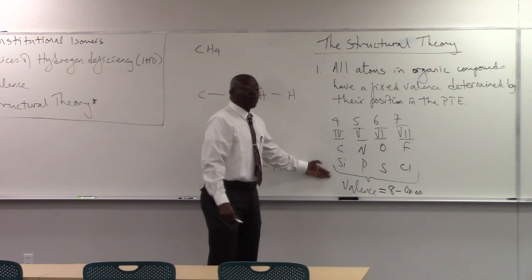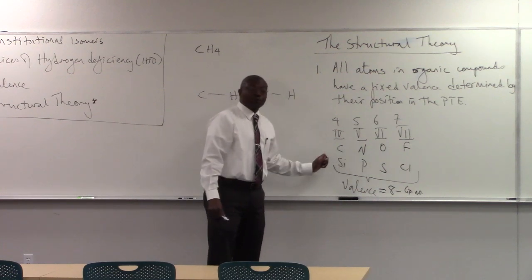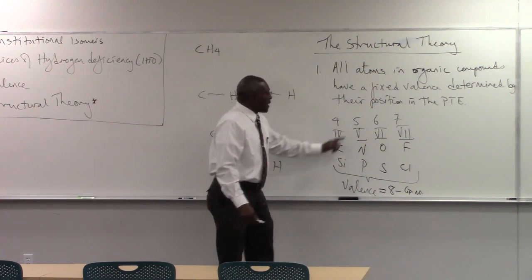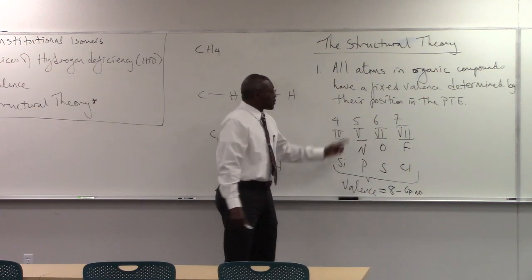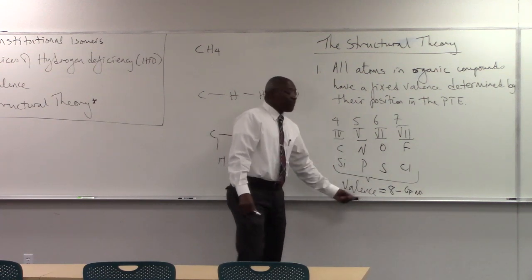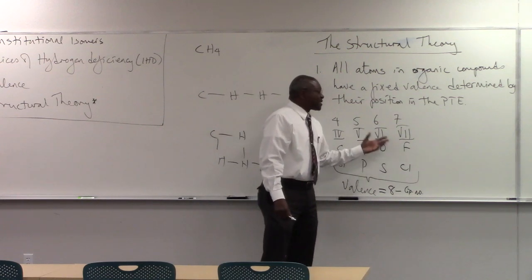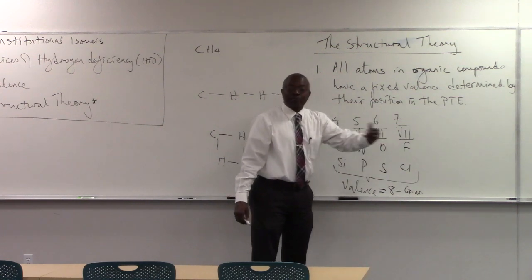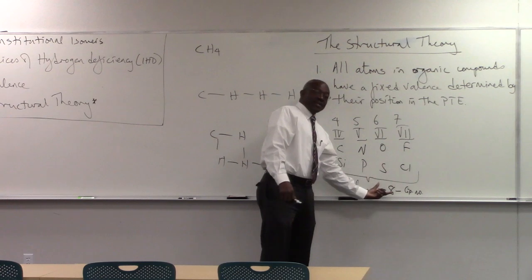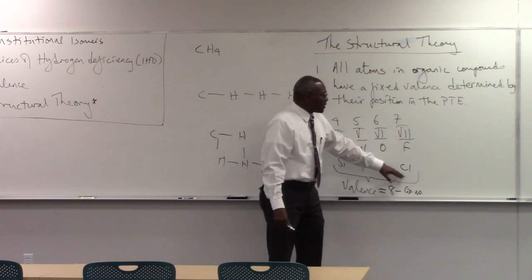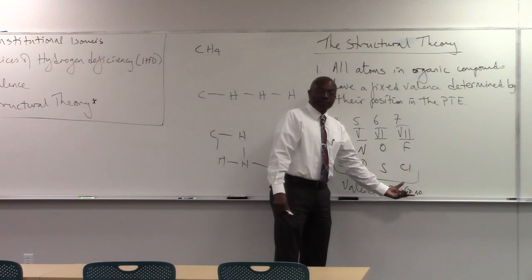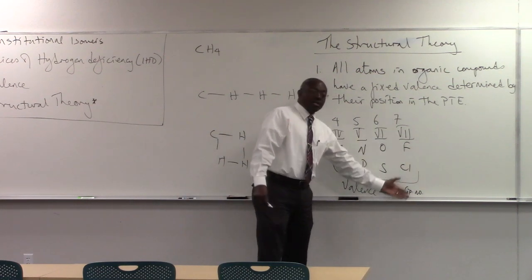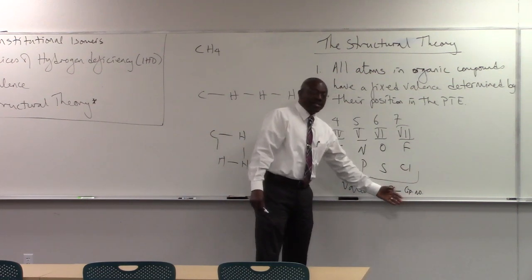So if I'm in group 4, my valence is 8 minus 4, which is 4. If I'm in group 5, my valence is 8 minus 5, which is 3. So these are trivalent. If I'm in group 6, my valence is 8 minus 6, which is 2. These are divalent. If I'm in group 7, my valence is 8 minus 7, which is 1. These are monovalent. Okay? So the halogens are monovalent, 8 minus 7.